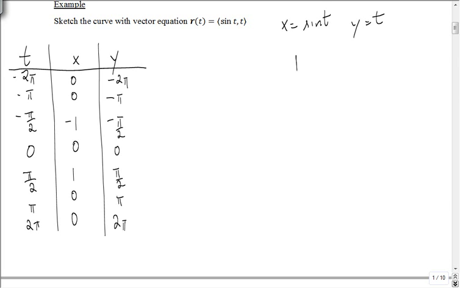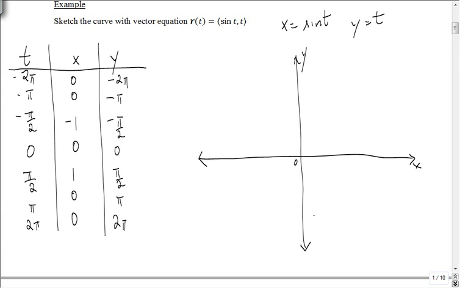And draw your axes, x and y. So x goes from minus 1 to 1, and then y goes from minus 2 pi. Okay, so let me put a minus 2 pi here, minus pi, 0, pi, 2 pi. x from minus 1, 0, 1. So put in these.